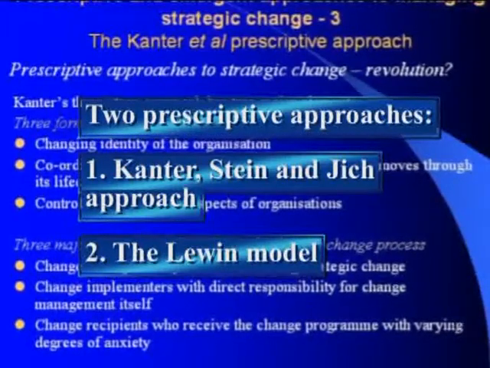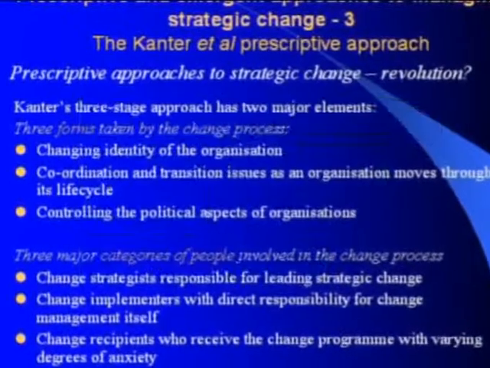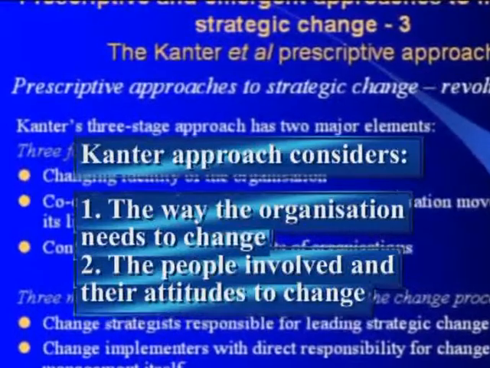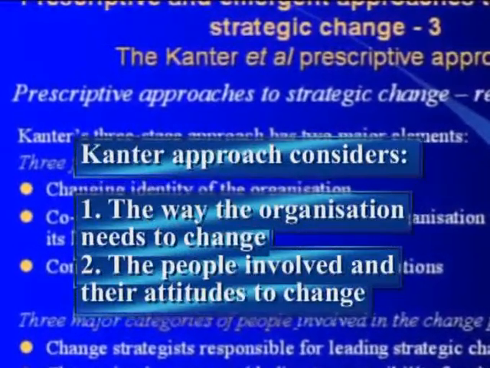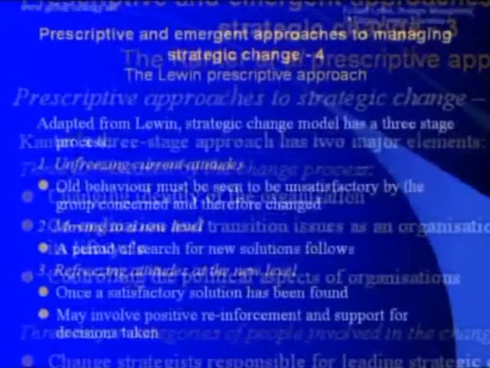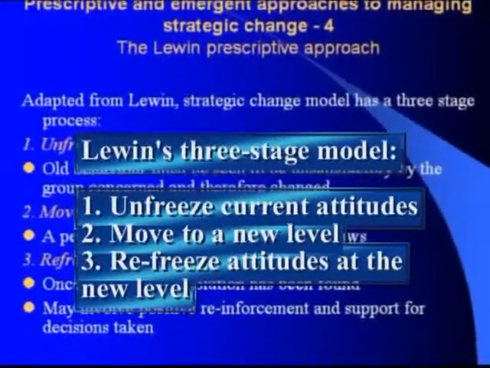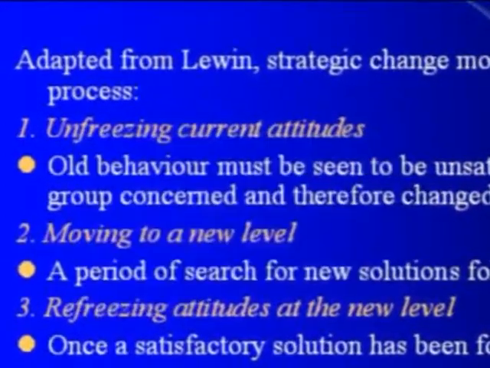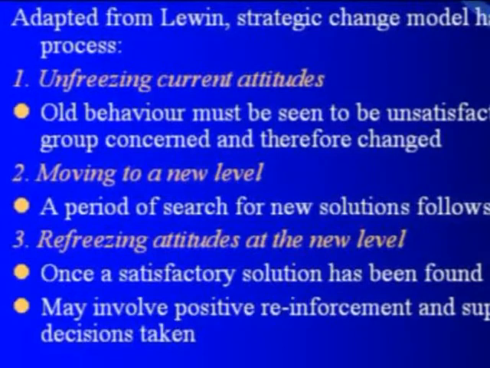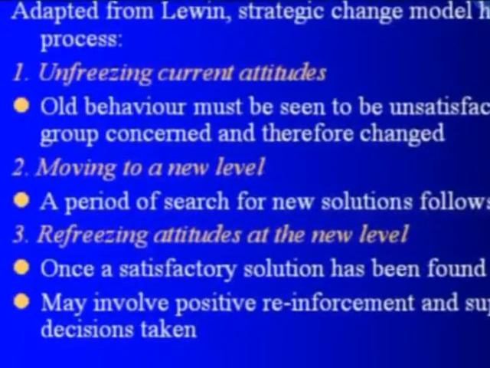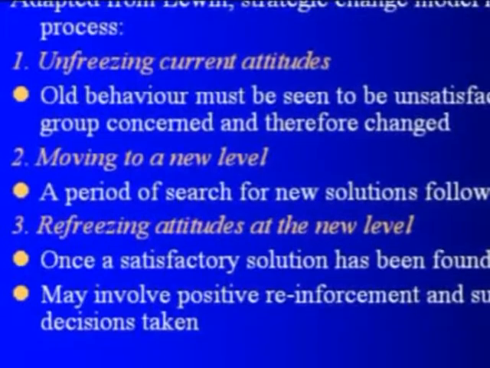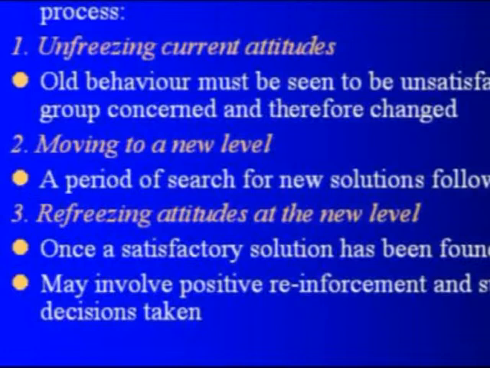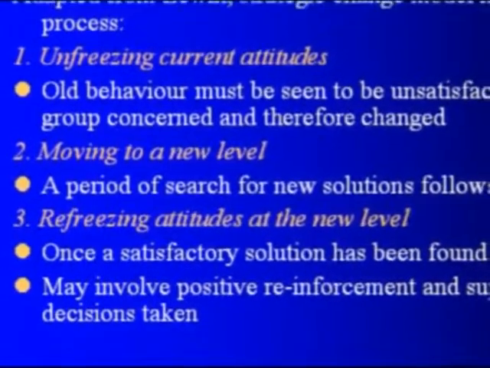Kanter, Stein and Jick recommend a three-stage approach. Essentially, the route is a top-down guide to managing planned change and its consequences throughout the organization. As an alternative, Lewin developed a three-stage model for the prescriptive change process. Part 1, unfreezing current attitudes. Part 2, moving to a new level. And Part 3, refreezing attitudes at the new level. This model has been widely used to analyze and manage strategic change.